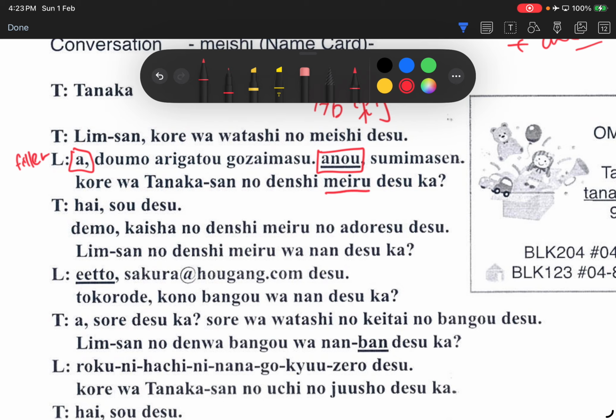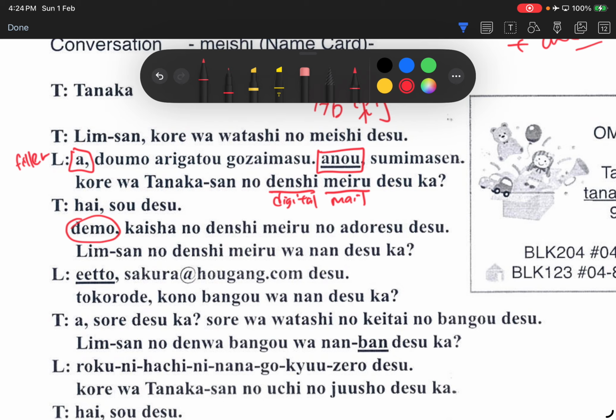So メール simply means mail, right? 電子 simply means digital. So digital mail means email lah, electronic mail. So 電子メール is electronic mail, email. So email ですか? Then he says, はい、そうです。Right? Yes, it is. That's right. Then he says, demo. So demo over here is "but," right? However. In English we say however. So however, 会社の電子メールのアドレスです。So アドレス, you know, address.